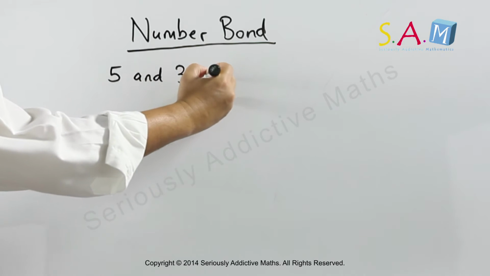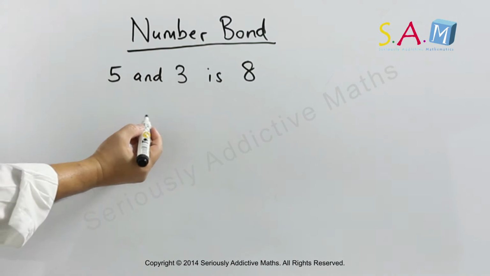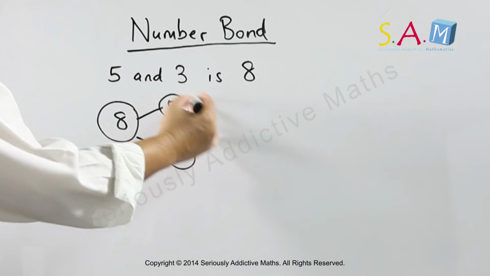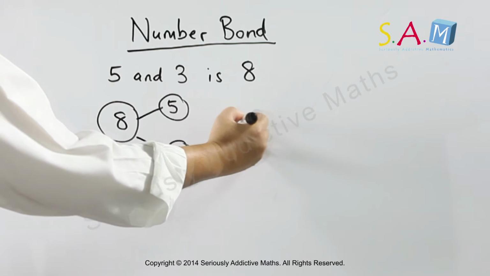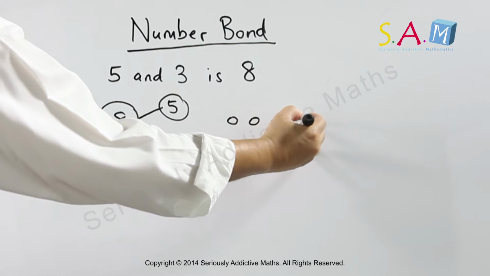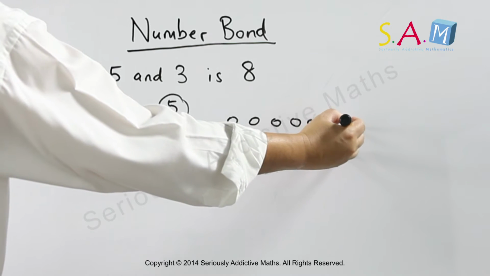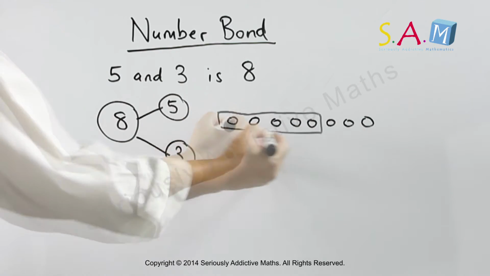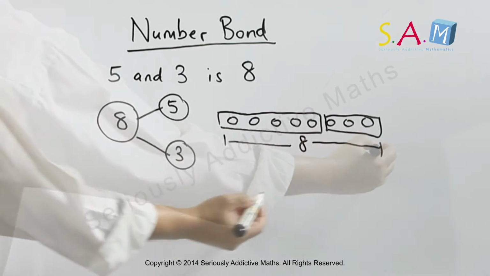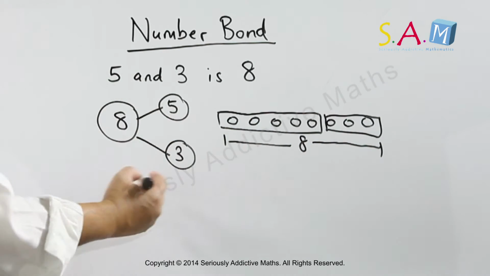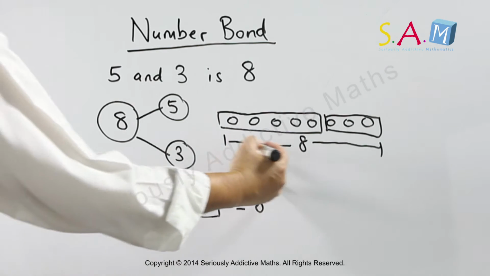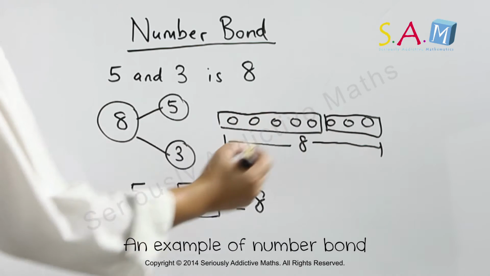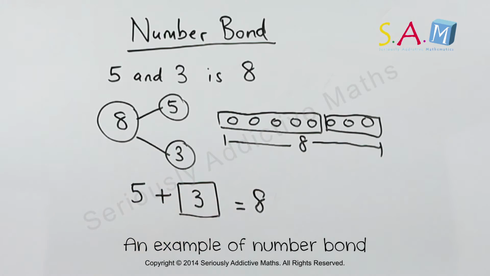And 3 is 8. You can show this by a number bond. This is an example of a number bond. You can also show this using dots. 1, 2, 3, 4, 5, 6, 7, 8. We have 5 and 3, you have 8. That's an example of a number bond. An example, 5 plus a number equals 8. So you know the total to be 8, you take out 5, and you know that the missing number must be a 3. So 5 and 3 is 8.